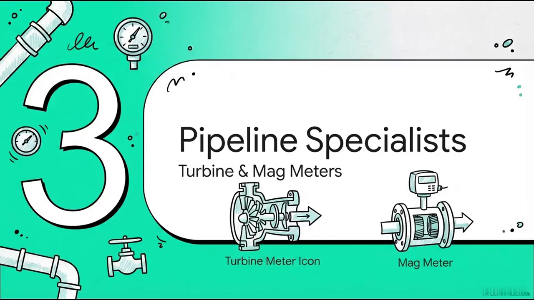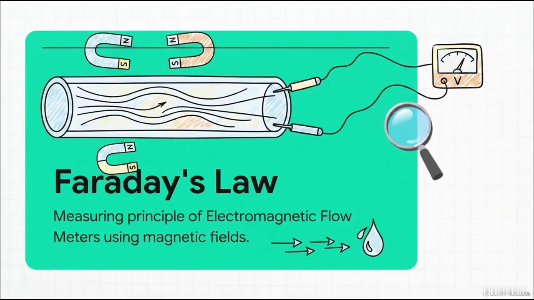Okay, let's shift gears to Section 3, the precision pipeline specialists. This is where we get into the turbine and electromagnetic meters. To really understand the electromagnetic, or mag meter, you have to visualize Faraday's law of electromagnetic induction. Picture an open pipe, but instead of a physical barrier inside, imagine drawing this invisible magnetic field completely across the inside of it. As conductive fluid passes through that magnetic field, it generates a voltage that's directly proportional to the flow velocity. Honestly, it is an incredibly clever, totally non-intrusive way to measure flow.